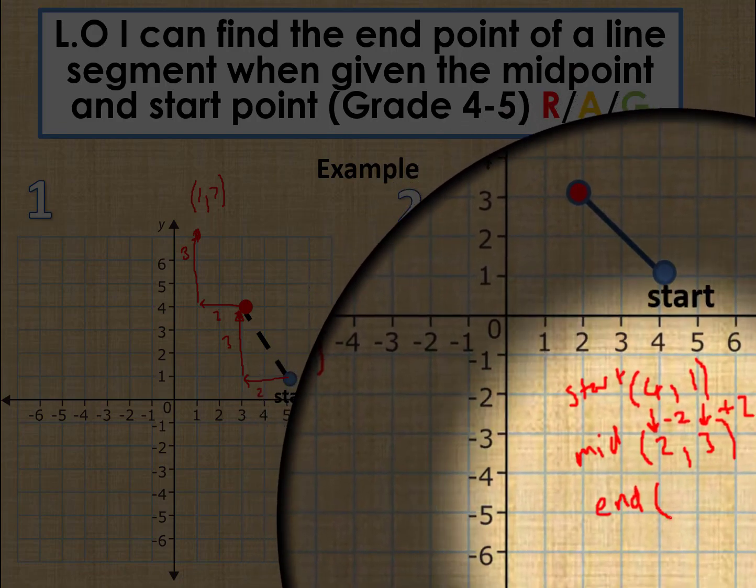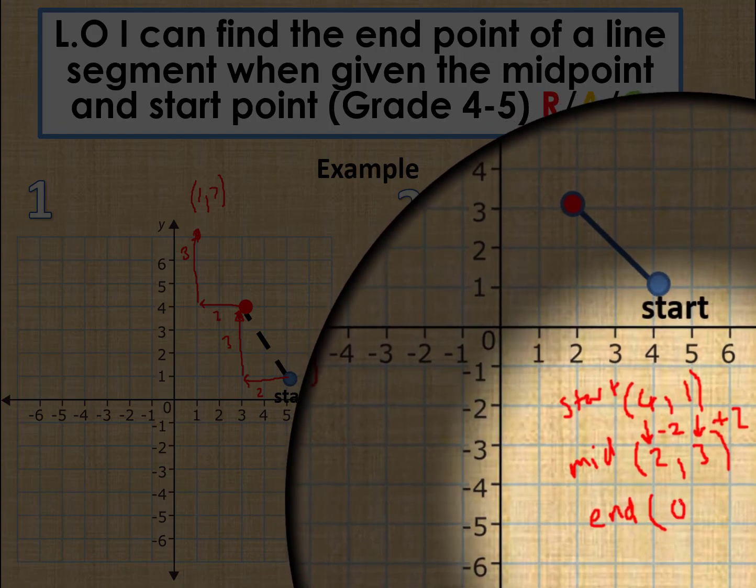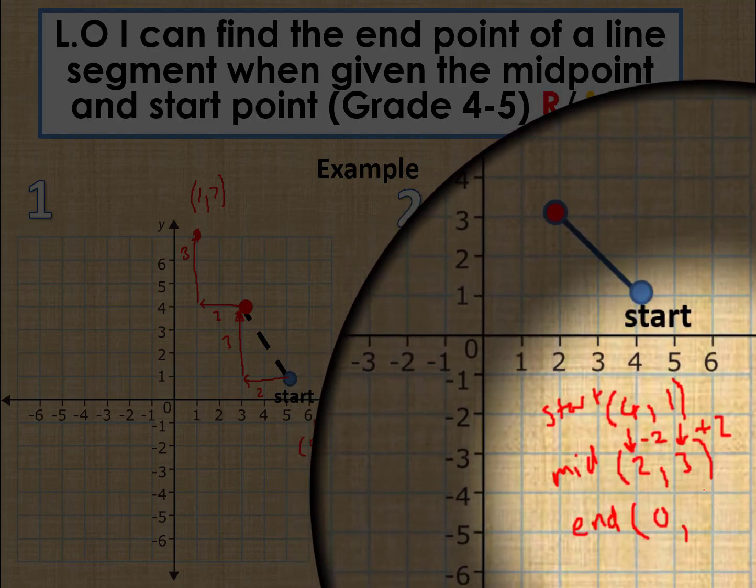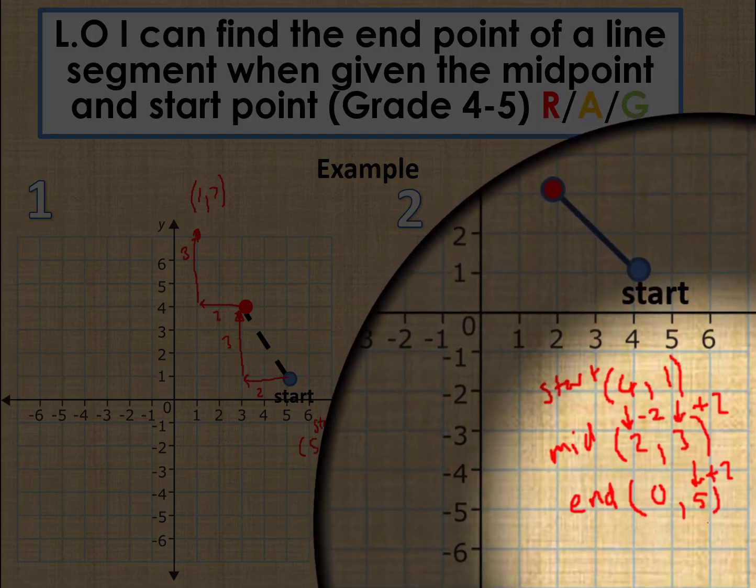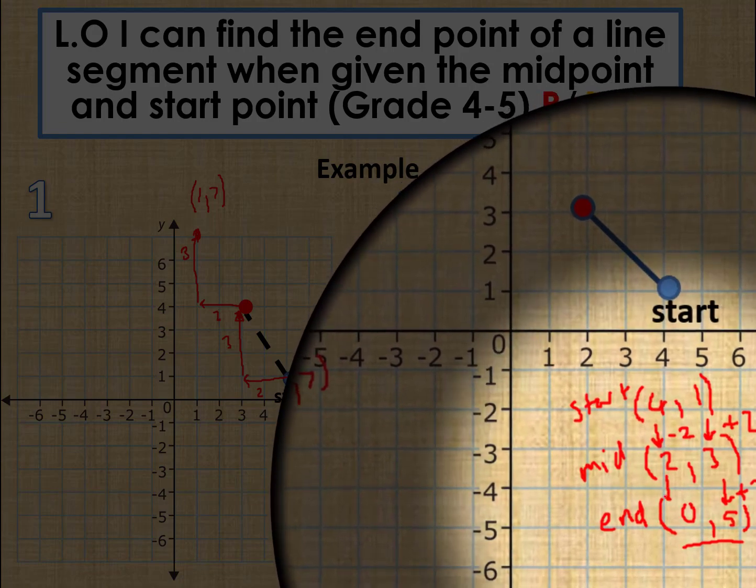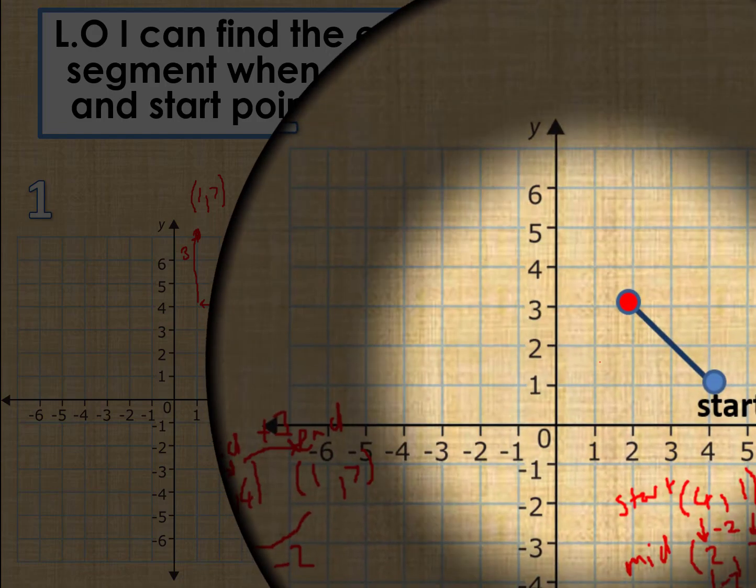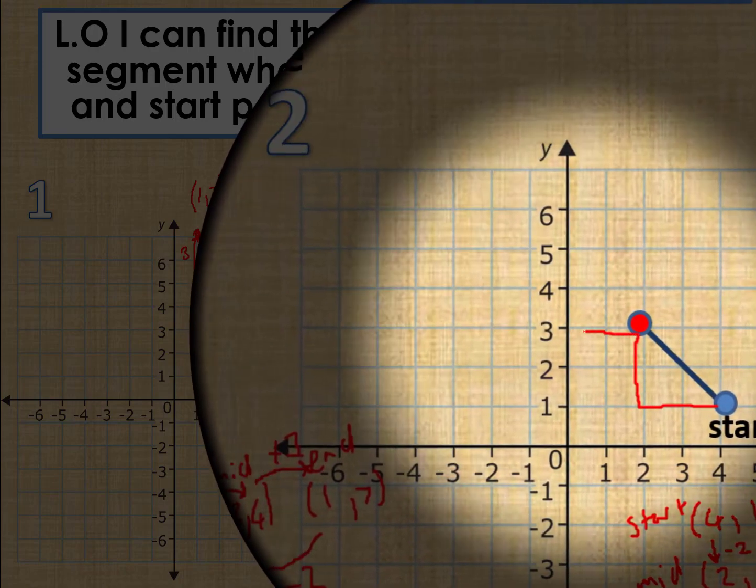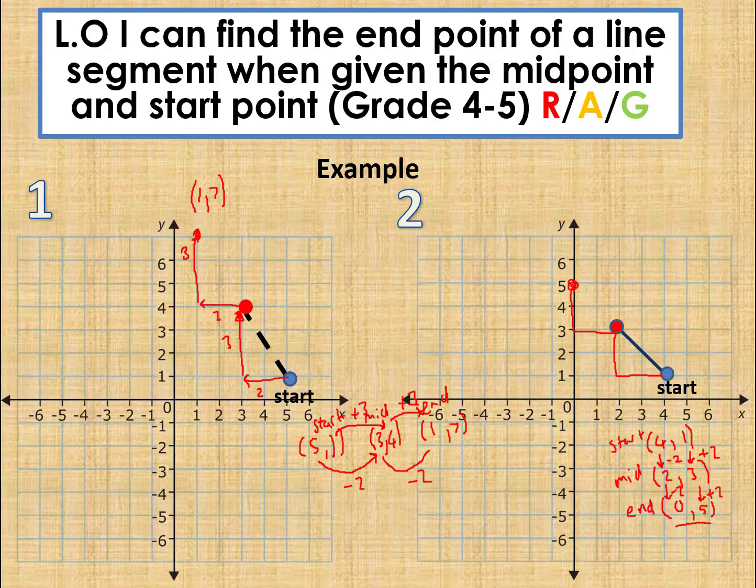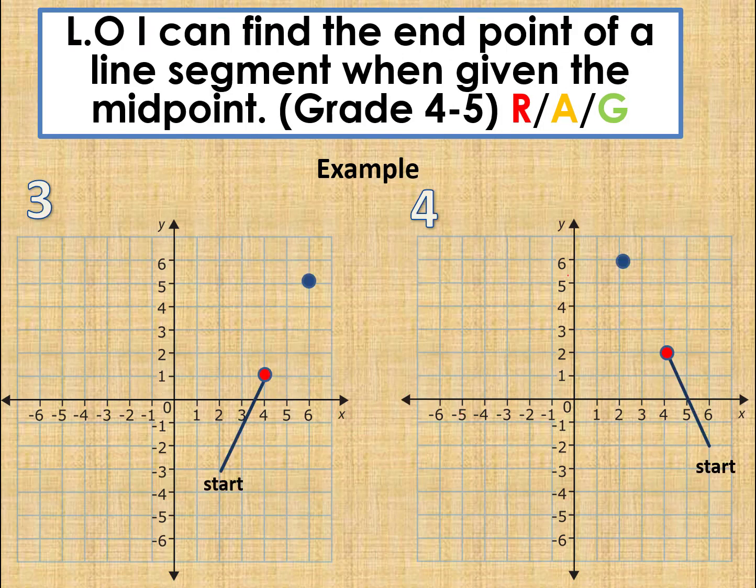So it must follow that same pattern like I showed you before. So 2 minus 2 is 0. 3 plus 2 is 5. So the end point is 0, 5. That was minus 2. And you can see that because look, it's going 2, 2, 2, 2. That is the coordinate 0, 5. I think you can give those a go. See if you can give those a go, guys.